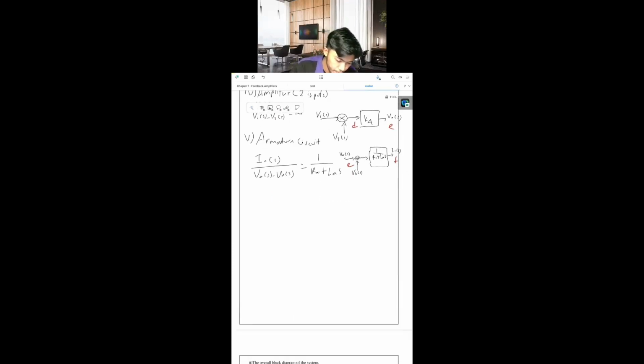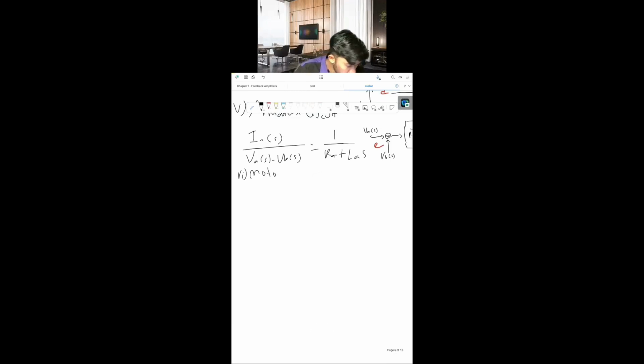We continue with the motor. The function for the motor is T_M over I_A equal to K_m. Next, we draw the diagram: K_m, with input I_A to output T_M. We continue labeling with F and G.